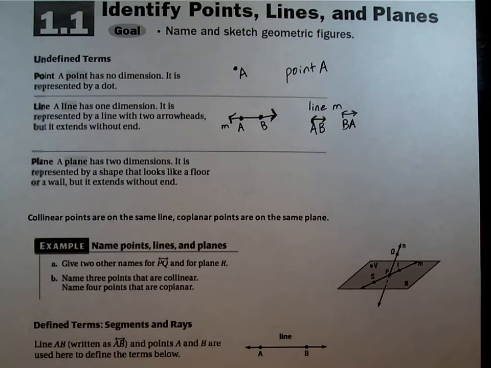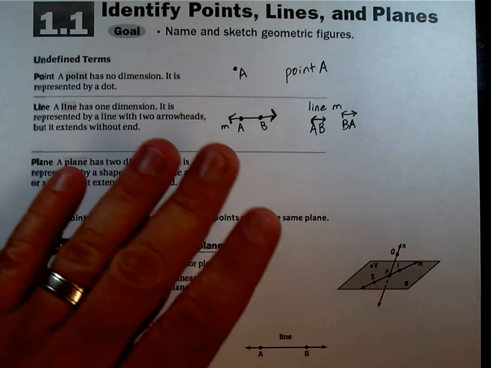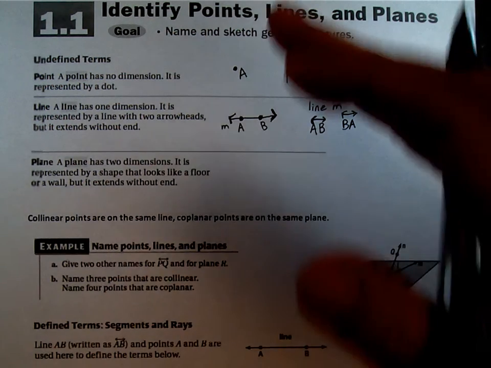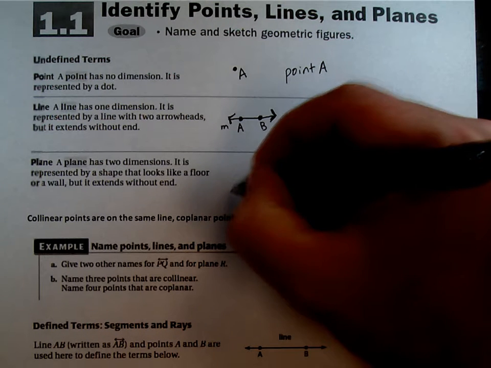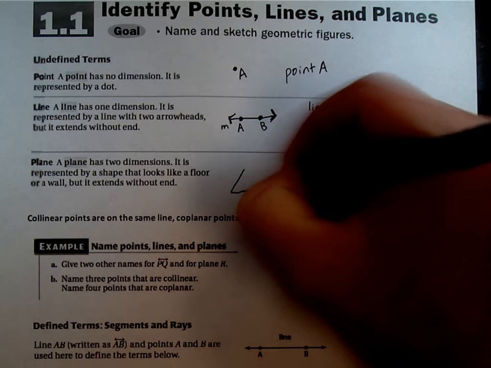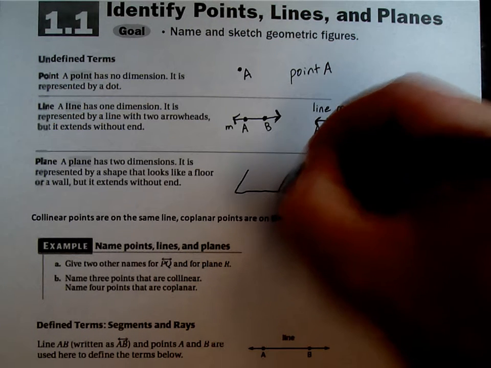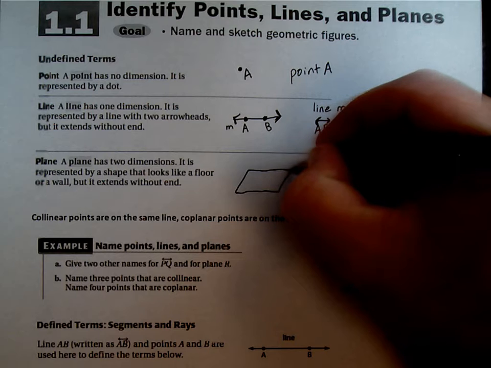A plane is a little bit trickier to draw. It has two dimensions, so it has length and width, but it won't have any depth. It's similar to a sheet of paper, except it goes on forever, left, right, up, down, but it has no thickness at all. A paper does have a little bit of thickness, so paper is not really a plane, but it helps us understand a little bit of what a plane is like. It's hard to draw that, so we really don't try to draw it. Instead, we usually draw a parallelogram.